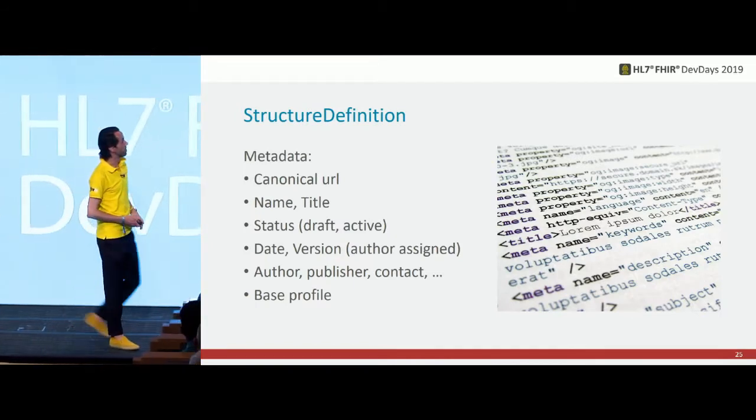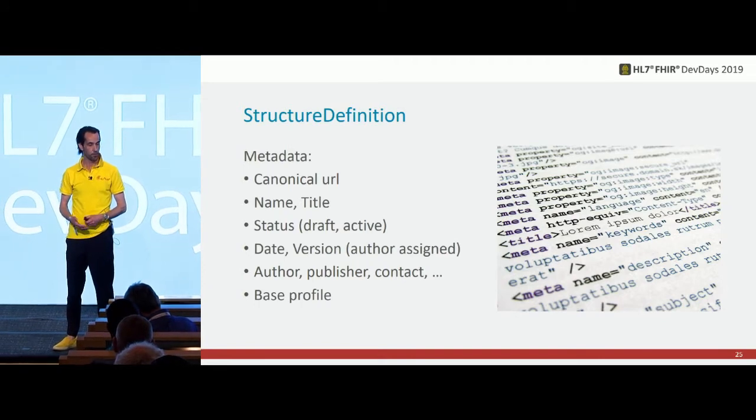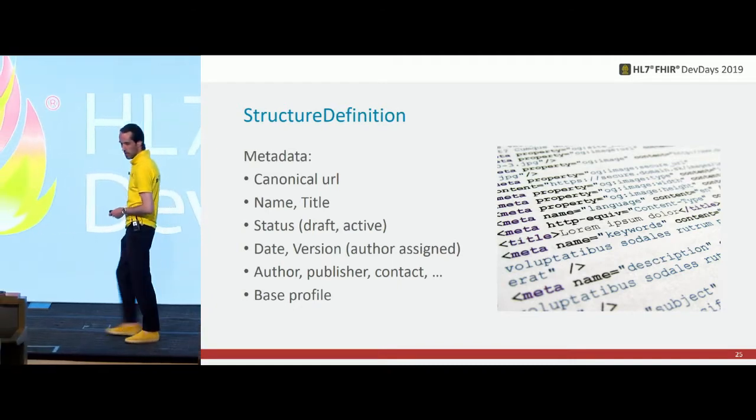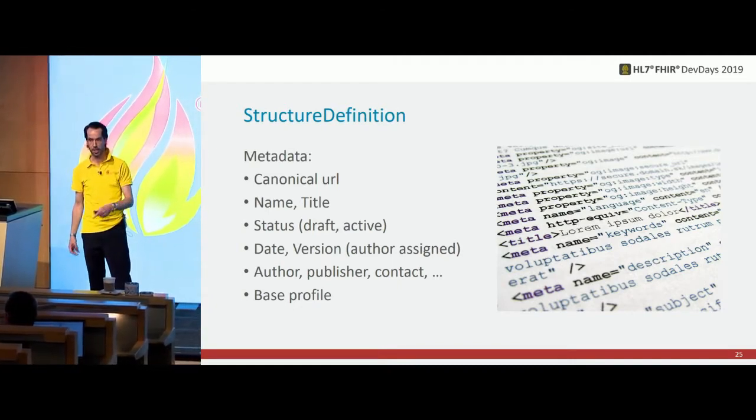So structure definition. This is the core of conformance resource. Well, first of all, it has some metadata. Canonical URL. All the conformance resources have this canonical URL that uniquely identifies the profile. It has a name and a title. So the name is for code generation, no spaces, etc. The title is more of a human-friendly display name.